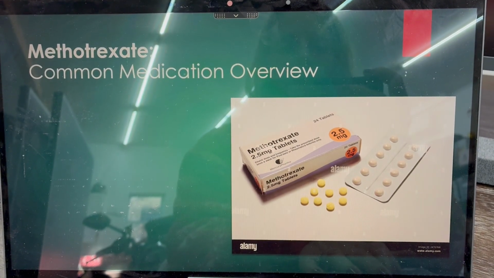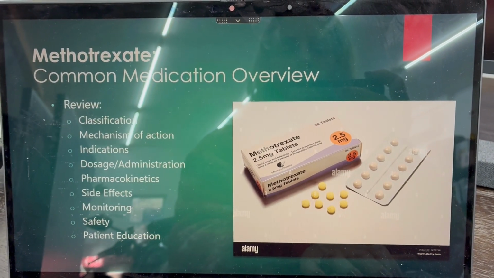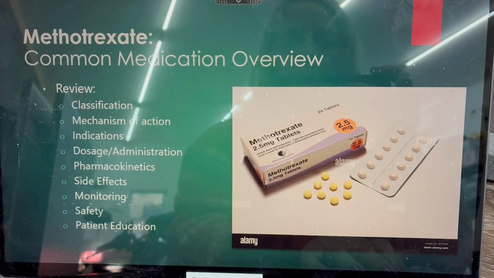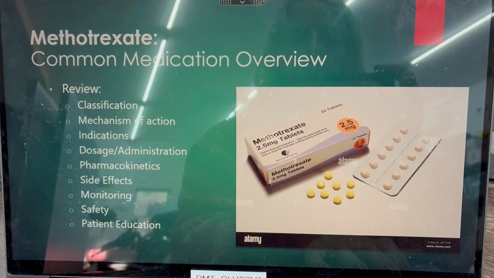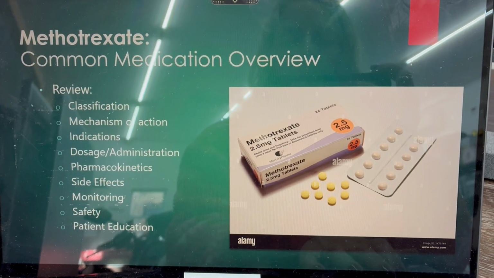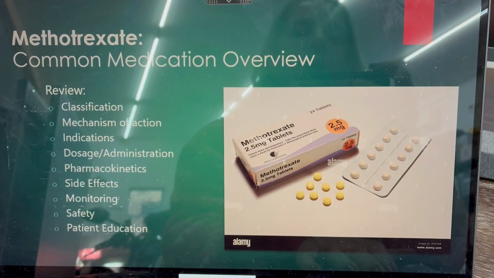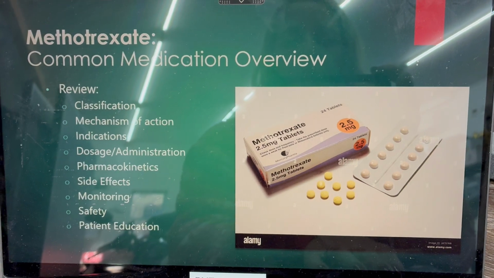Methotrexate, common medication overview. Today we're going to review the classification, mechanism of action, indications, dosage and administration, pharmacokinetics, side effects, monitoring, safety, and patient education. This should be about a 6-minute presentation.